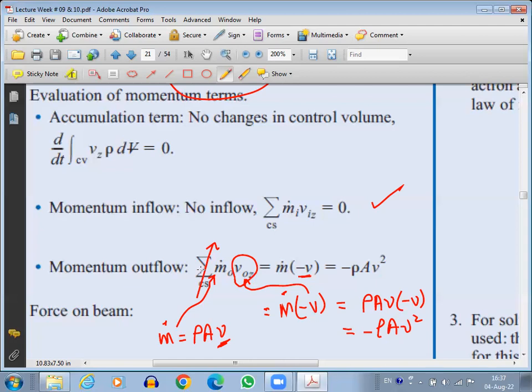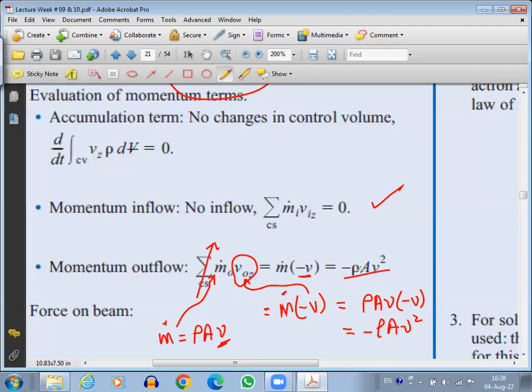Because the velocity which is used in calculating momentum needs to have its direction considered, because momentum is also a vector quantity. So we need to know whether it is positive or negative. But mass flow rate is a scalar quantity. So when we use the velocity to calculate the mass flow rate, that velocity would be the magnitude only, irrespective of the direction of the velocity relative to our reference. Is it clear? So here we will have negative rho A v squared.